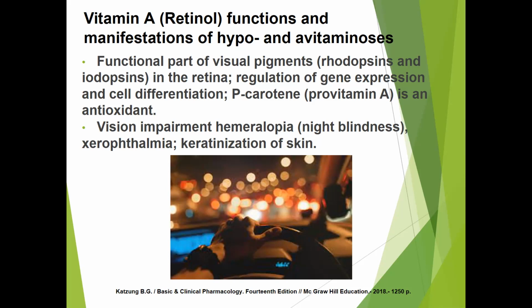Okay, some information about vitamin A, retinol. It is a functional part of the visual pigment rhodopsin, that is the physiological function of this vitamin in the retina, and it regulates gene expression and cell differentiation. Beta-carotene, provitamin A, acts as an antioxidant. When the patient has a deficiency of this vitamin from food: vision impairment, hemeralopia, night blindness, xerophthalmia, keratinization of the skin.